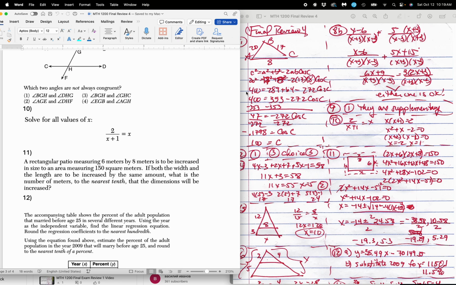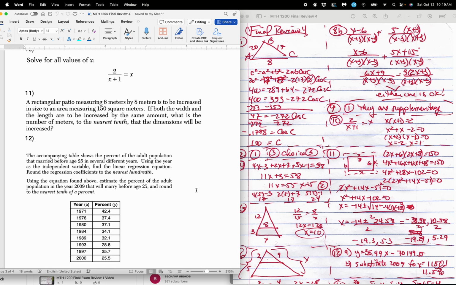Number 10, cross multiply. Here's your work. 2 over x plus 1 equals x. Cross multiply. X times x plus 1 is 2. Distribute. X squared plus x, get it on the same side. Minus 2 is 0. Factoring. X plus 2 times x minus 1 is 0. And I'm trying to save space here, so I'm not showing every step. X works out to be negative 2 or 1.